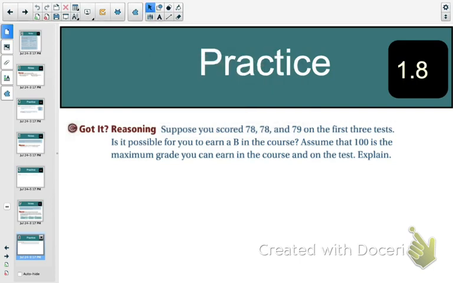Okay, so again, same thing. It says, suppose you scored 78, 78, 79 on the first three tests. Is it possible to earn a B? So figure out if it's possible to earn a B. It says 100 is the max score. So using the same information before, so between 84 and 86 is a B. So try this in 3, 2, 1, pause.